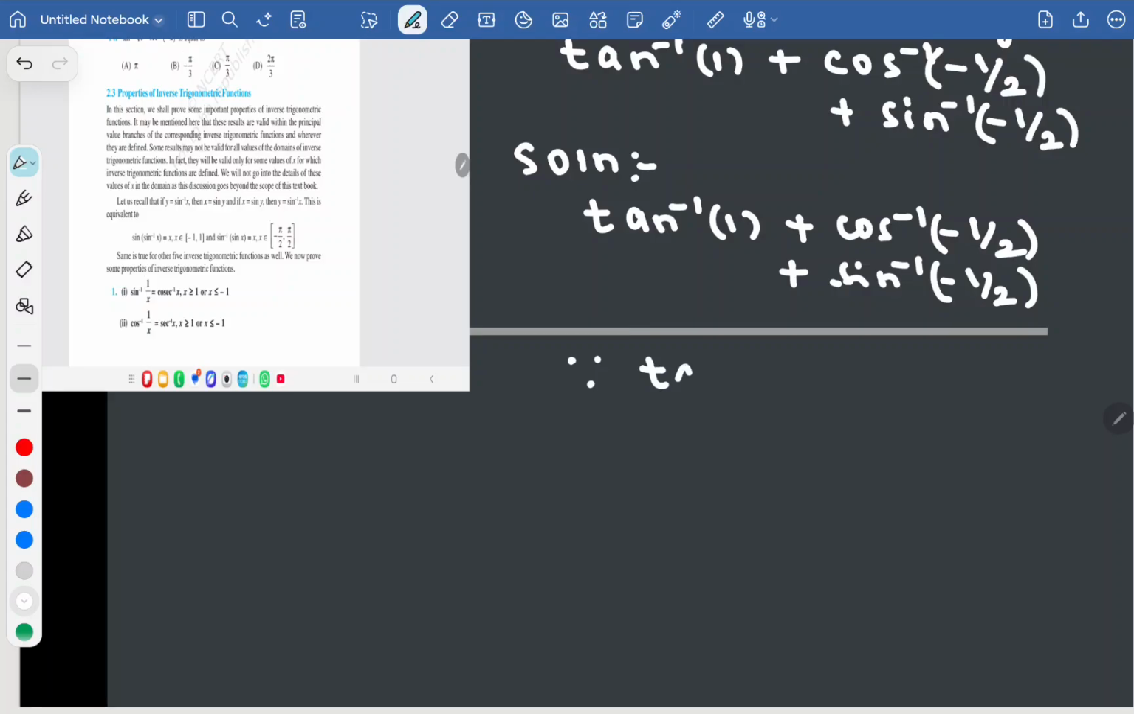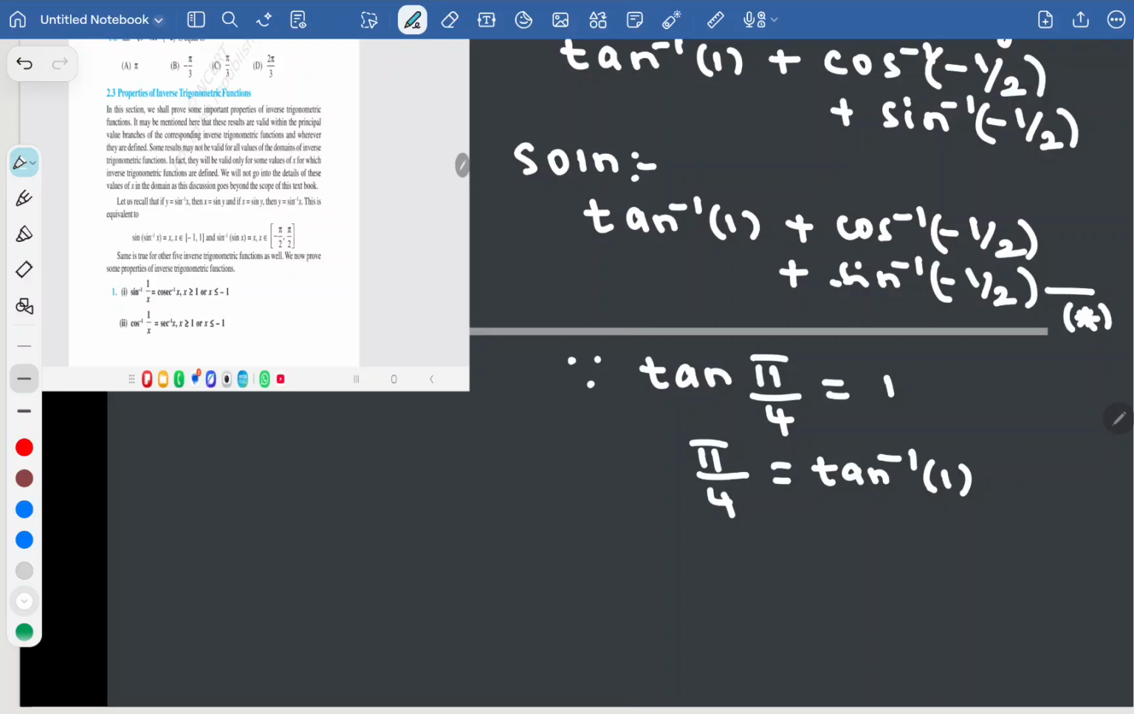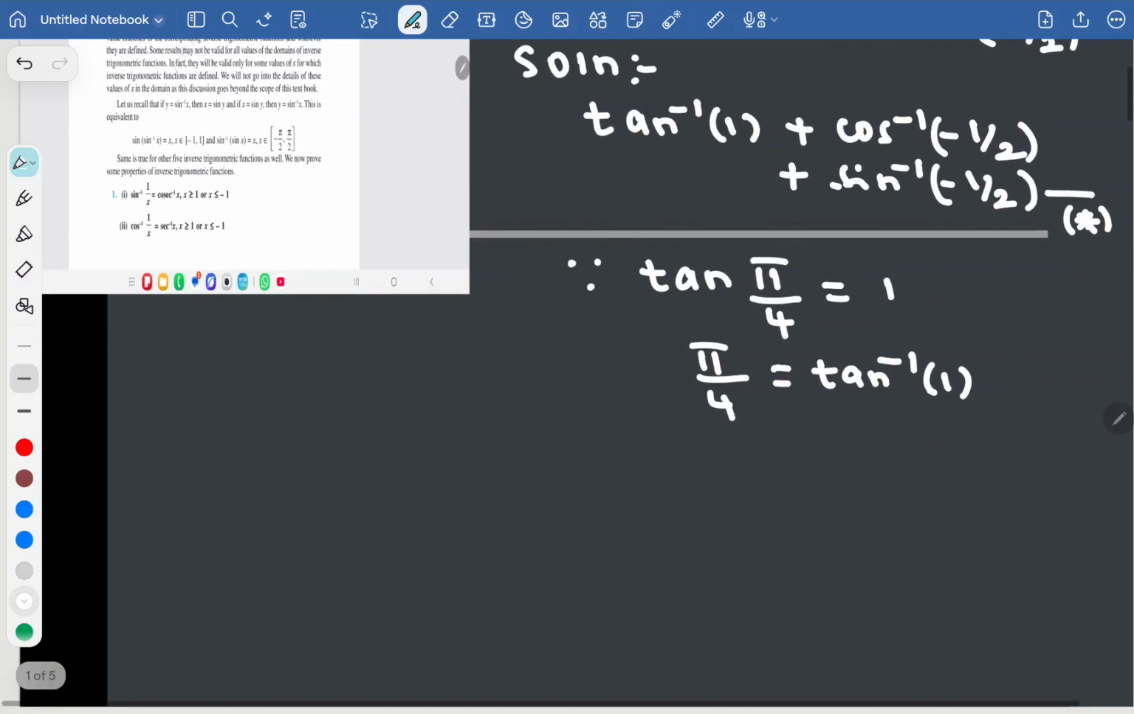Since we know very well from the trigonometry table tan pi by 4 is 1, what is pi by 4? Tan inverse of 1. Take this one as some star. I am going to find separately for tan inverse of 1, cos inverse of minus 1 by 2, and sin inverse of minus 1 by 2. Now I am going to find cos inverse of minus 1 by 2.